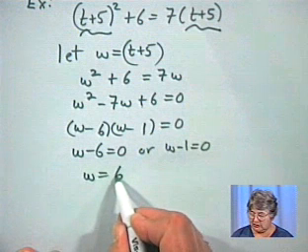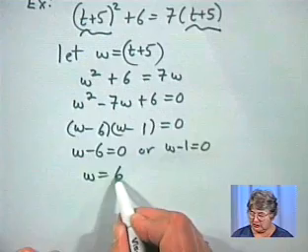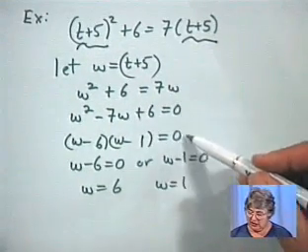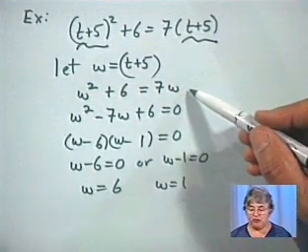And then we could set each of them equal to 0. In this case w equals 6, and w equals 1. In this case, we didn't do any squaring of both sides.